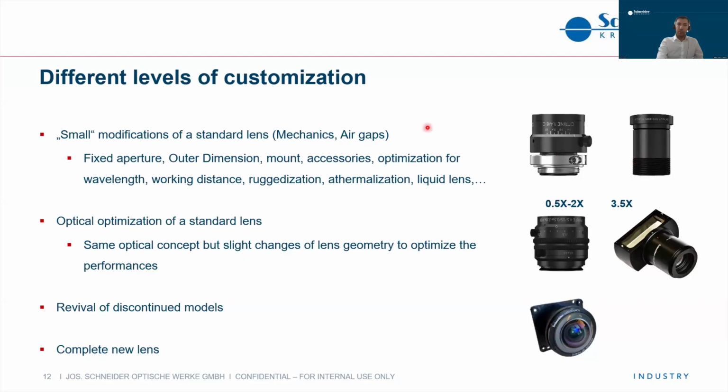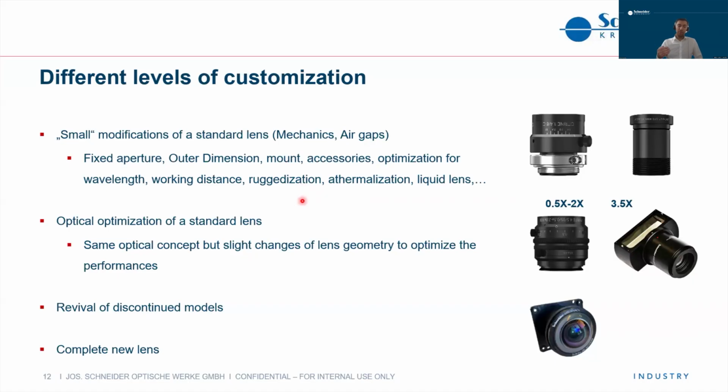And we can also change the air gap of the lens. And by changing the air gap, we can slightly optimize the optical design without really changing it. So we still keep the same lenses, but with a slight air gap change, we can potentially optimize for certain wavelengths or working distance. So that's the first type. It's pretty quick, could be done in a few weeks, potentially for the easiest changes, and pretty low cost.